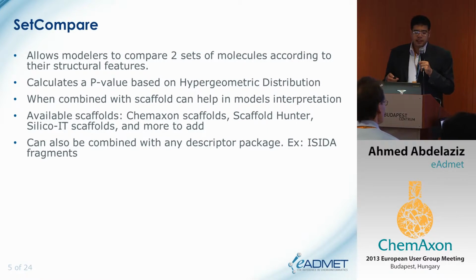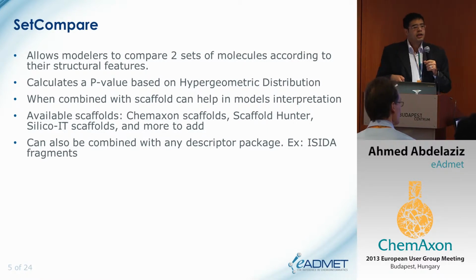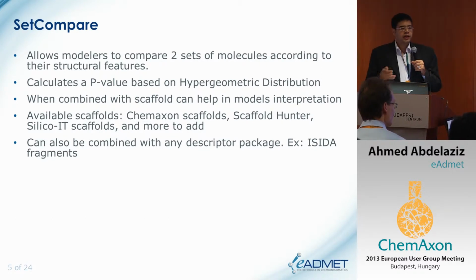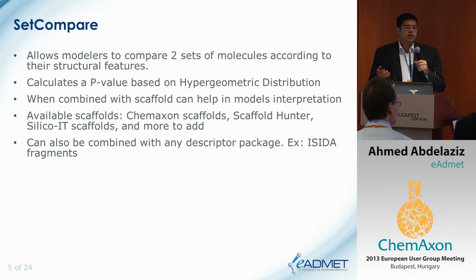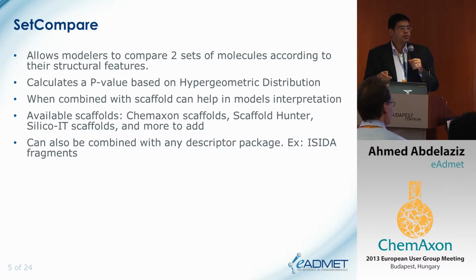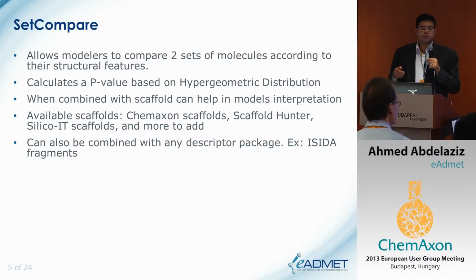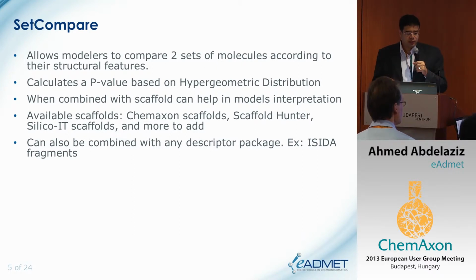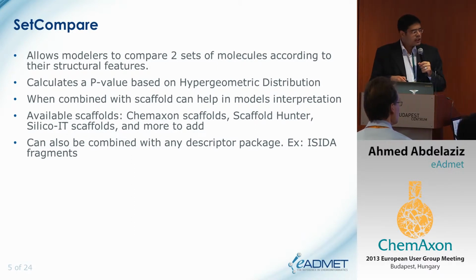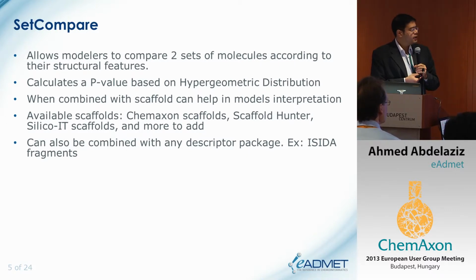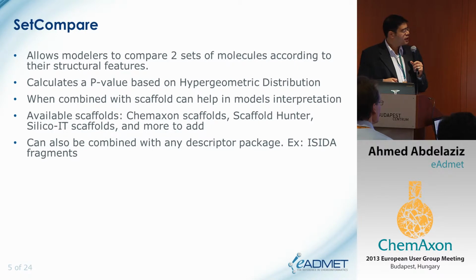Basically, this feature calculates a p-value based on a hypergeometric distribution for two sets of compounds. If you have, for example, a set of active and inactive compounds against a certain receptor, it would analyze them using scaffolds and calculate a p-value for the scaffolds that are most present in one of the two sets. The available scaffolds so far are the ChemAxon scaffolds, scaffolds from Scaffold Hunter and Silicos-it scaffolds.